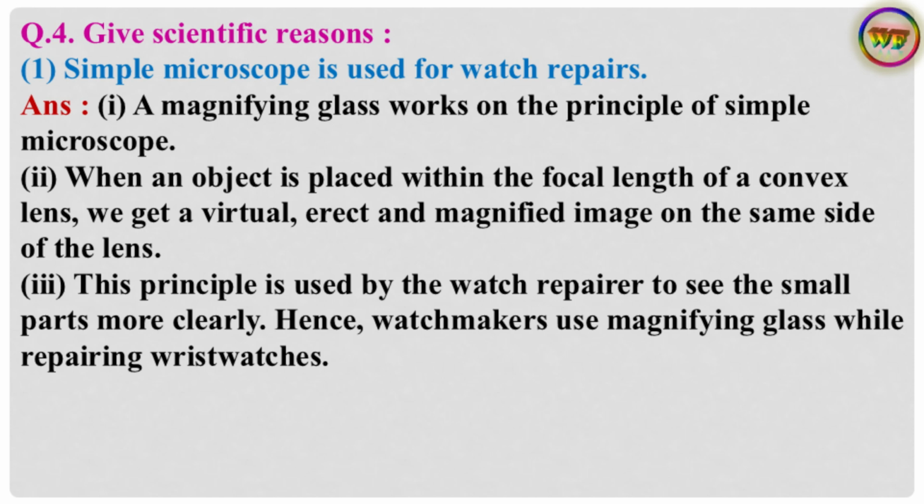Point 2. When an object is placed within the focal length of a convex lens, we get a virtual, erect and magnified image on the same side of the lens. Point 3. This principle is used by the watch repairer to see the small parts more clearly. Hence, watchmakers use magnifying glass while repairing wristwatches.